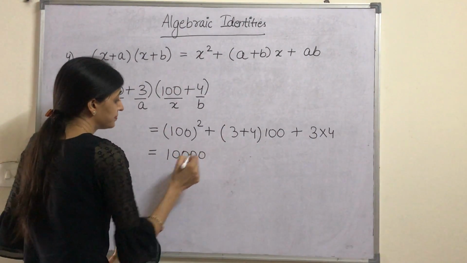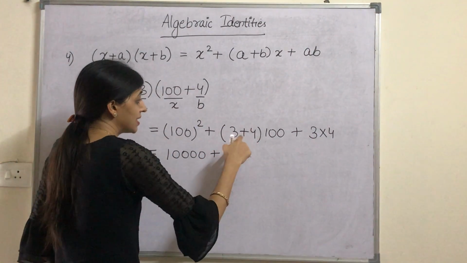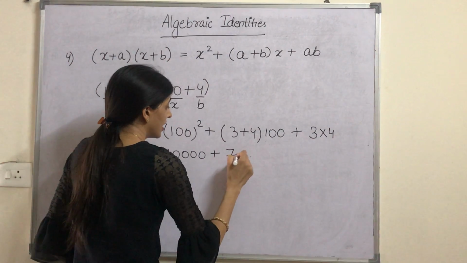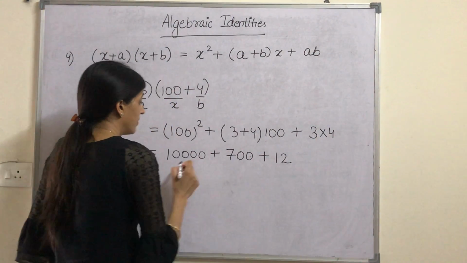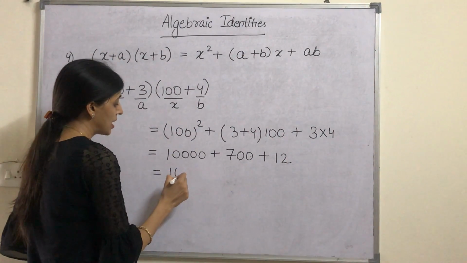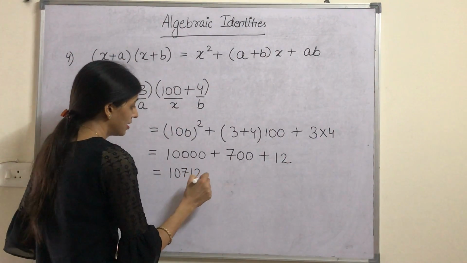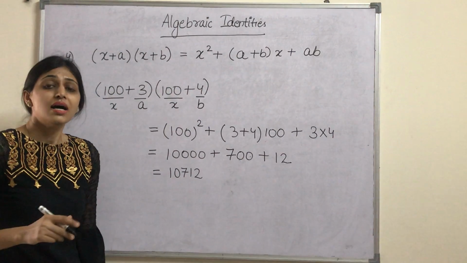10,000 plus 3 plus 4 is 7, so 700, plus 3 4s are 12. So what will be the answer? 10,712. This is your final answer.